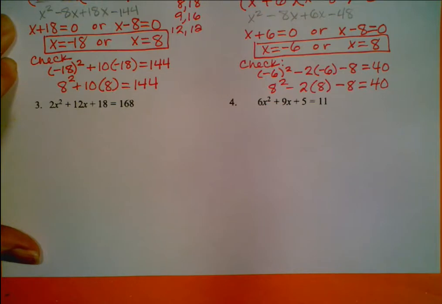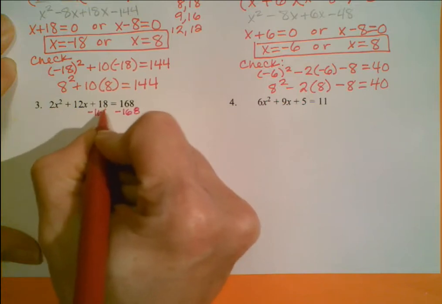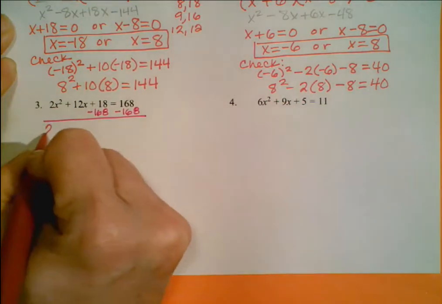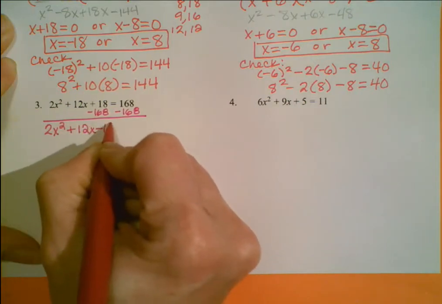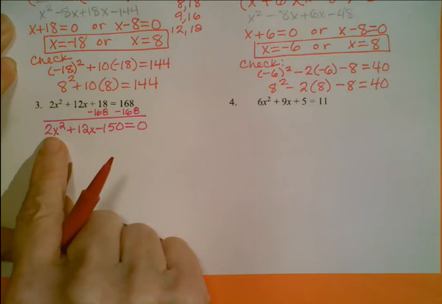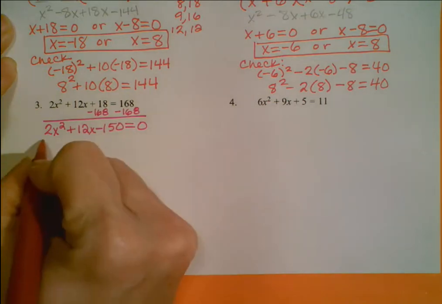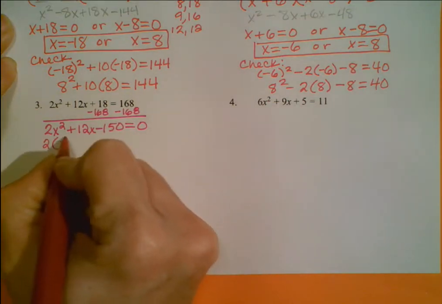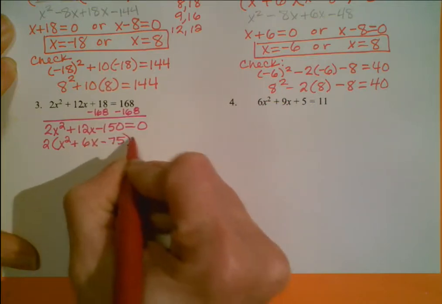With that in mind, we need to get it set equal to 0. So I'm going to subtract 168 from both sides. So we have 2x squared plus 12x minus 150 equals 0. Now, step 2, factor out a greatest common factor if possible. So in this case, the term here has a factor of 2, which 12 is also divisible by 2. Negative 150 is divisible by 2, so 2 is our GCF. Let's factor that out, dividing each term by 2 along the way.